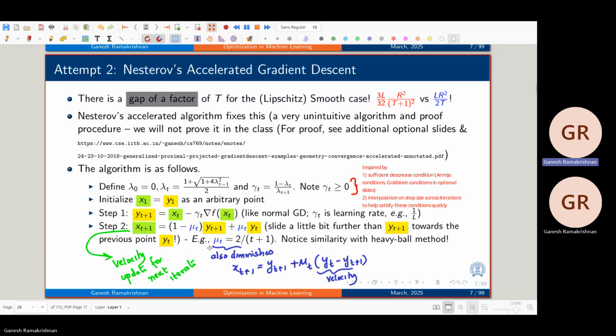In any case, mu has to diminish. And as I said, in practice, you would like gamma also to diminish. So gamma has to decrease eventually. So the step sizes have to be asymptotically becoming 0.